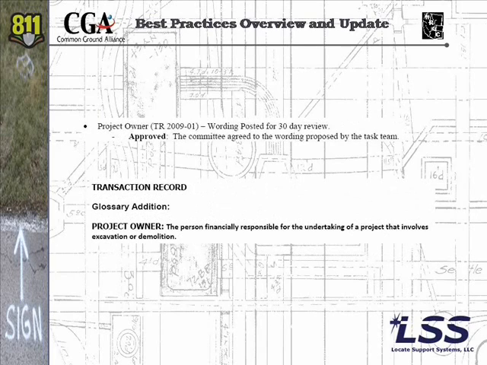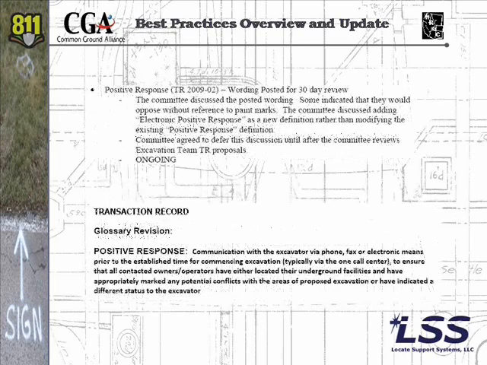So the first one we come to is TR 2009-01, Project Owner. The definition that was arrived at by the task team is the person financially responsible for the undertaking of a project that involves excavation or demolition. And this term was agreed to by the committee, and therefore did pass during the session.